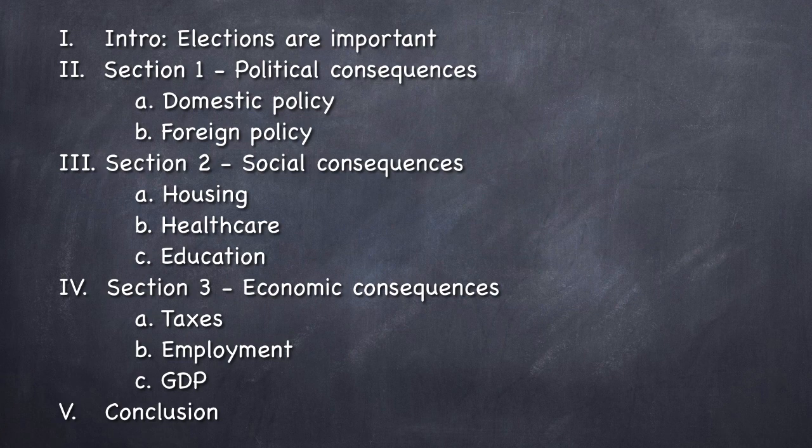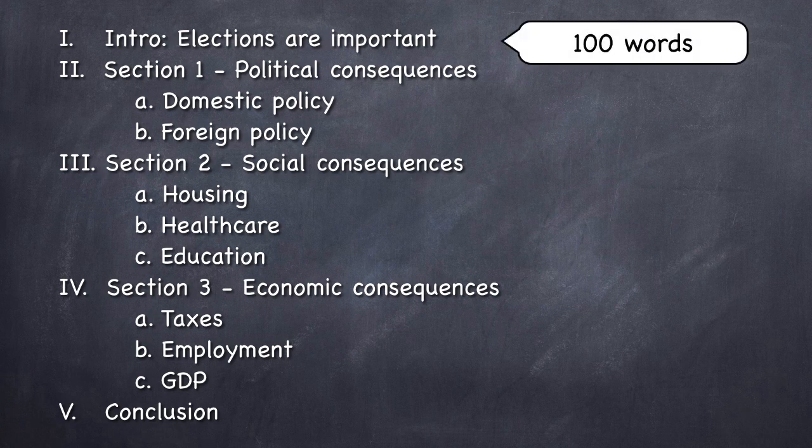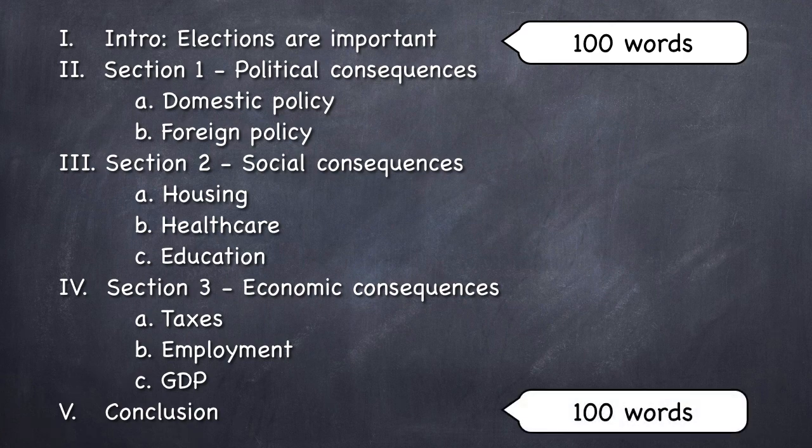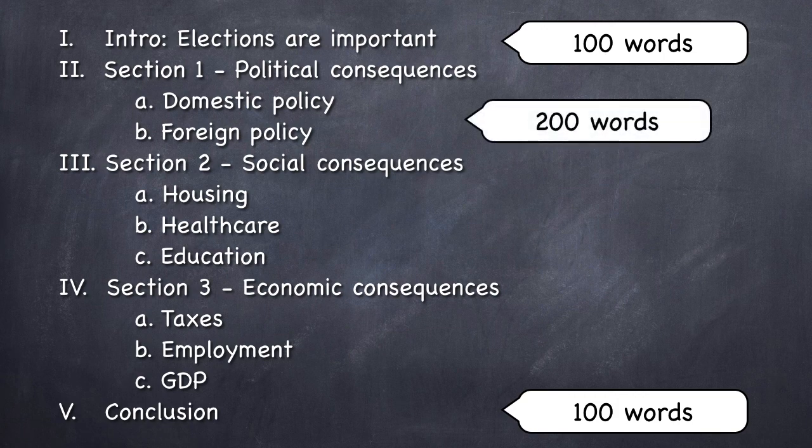One aspect that I teach my students to do is to figure out how many words should go into each of the sections, into each of the paragraphs, however you decide to think about it. Now, let's say that we need to write about 1,000 words. So 100 words will go into the first paragraph, which is the introduction, and 100 words for the conclusion. This makes sense, right? Now, we'll have 200 words for section 1. Why? Because we have 2 subsections there.